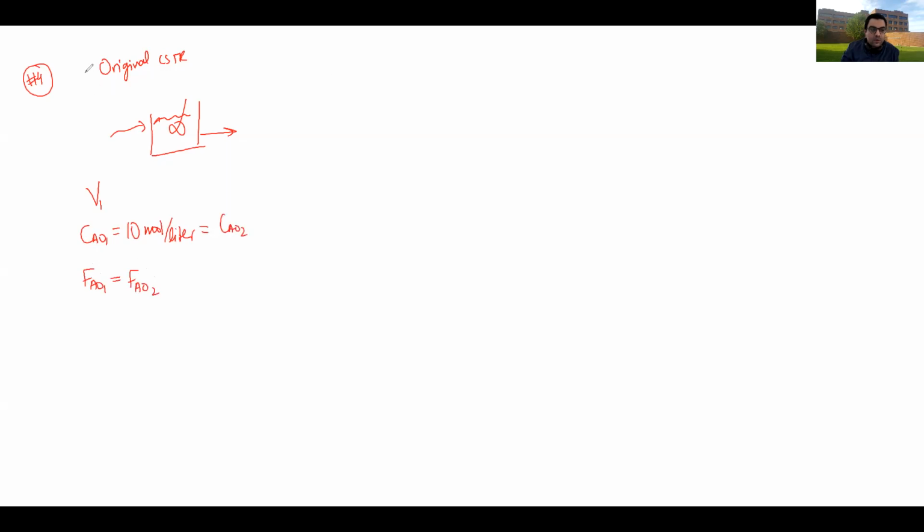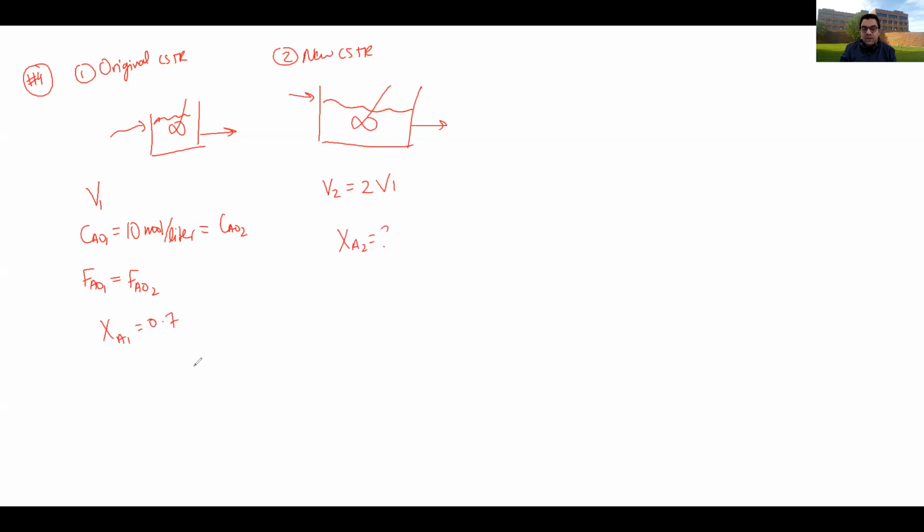I'm going to call this 1, and then my new situation, the new CSTR, is just a bigger tank, right? V2 is equal to 2V1. So we replace our present reactor with one having double the volume, and CA0,2 is the same as CA0,1, FA0,2 is the same as FA0,1. And you're told that XA1 is equal to 0.7, and you need to find XA2.